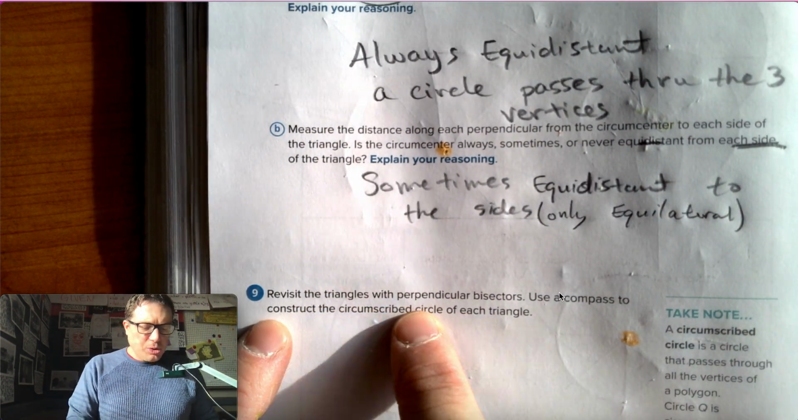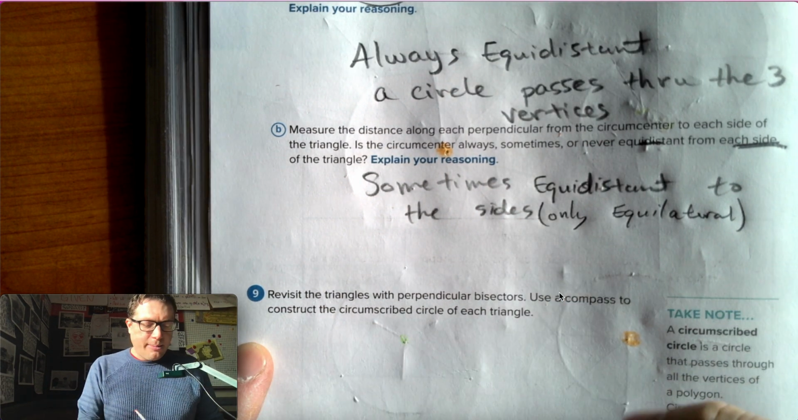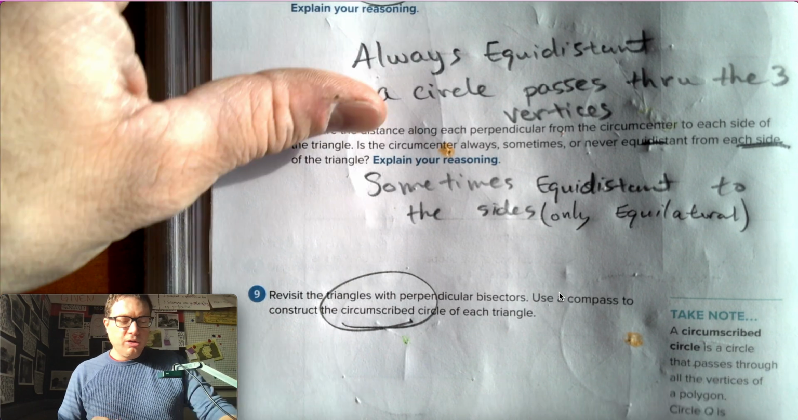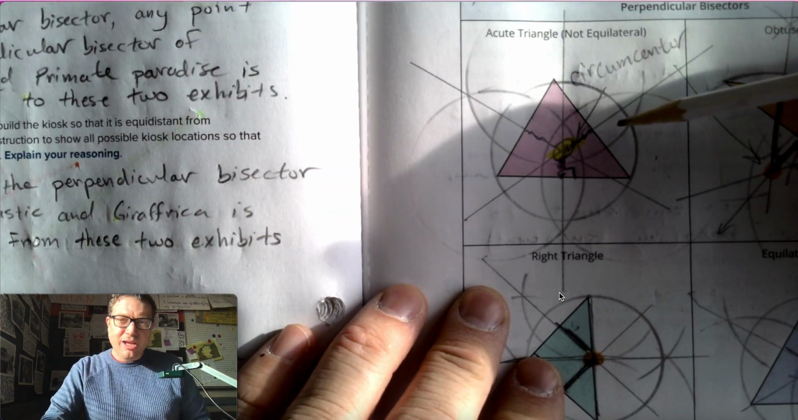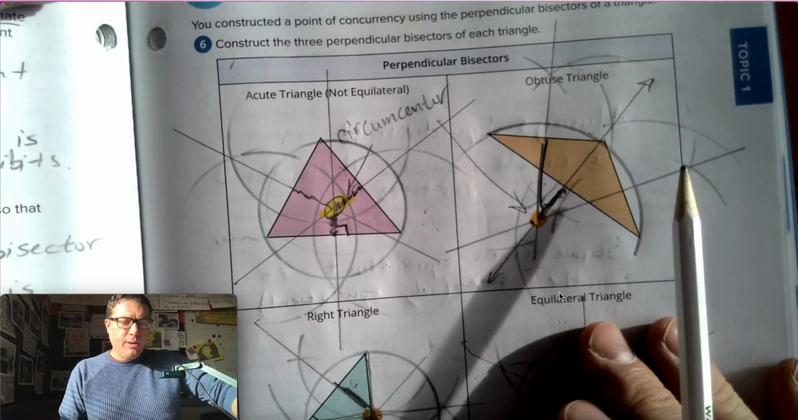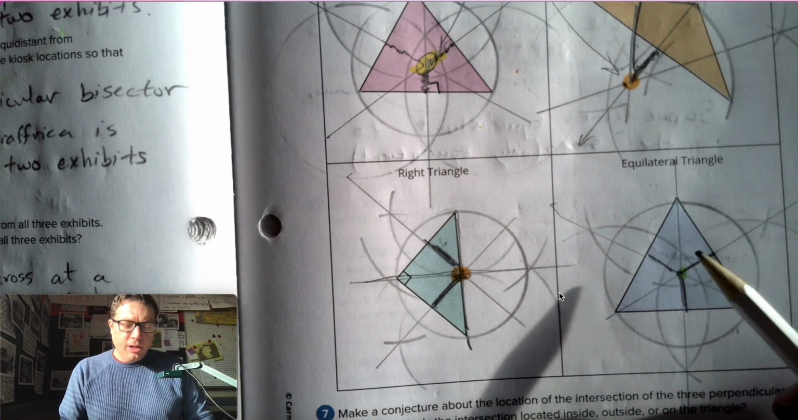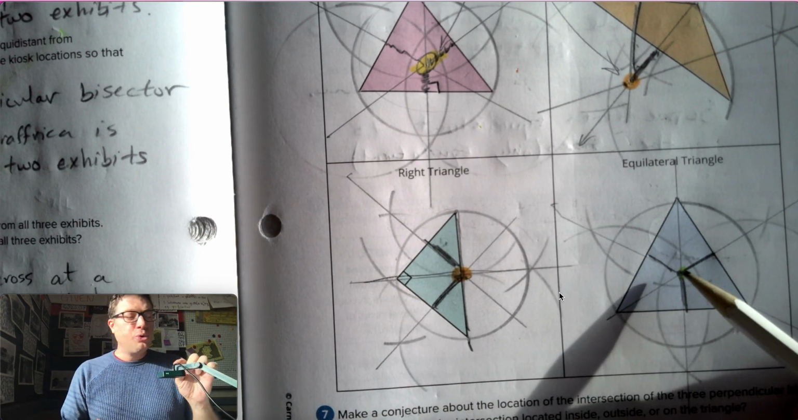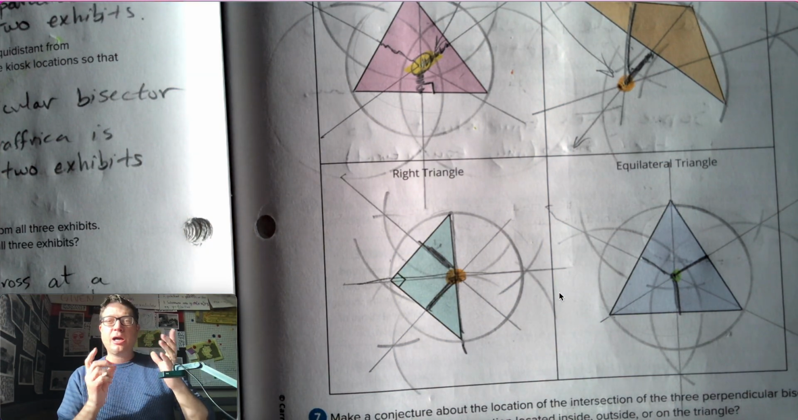Okay, revisit the triangles with perpendicular bisectors. Use a compass to construct the circumscribed, that means a round, circle of each triangle. And you know what? I knew they were going to ask me to do this. So in the last video, I did it. I drew a circle around each triangle, all using the circumcenter as the center of my compass.